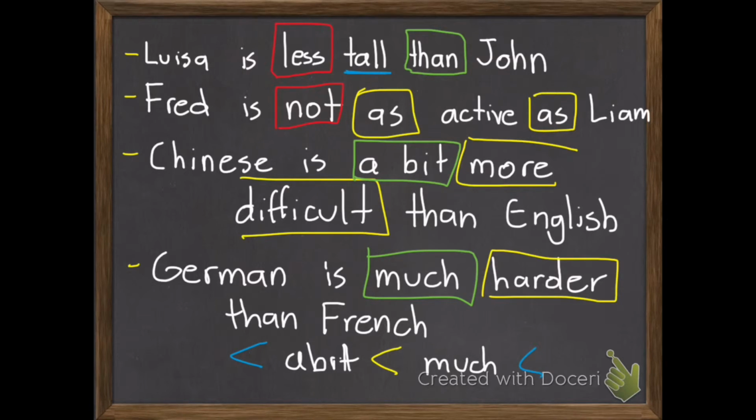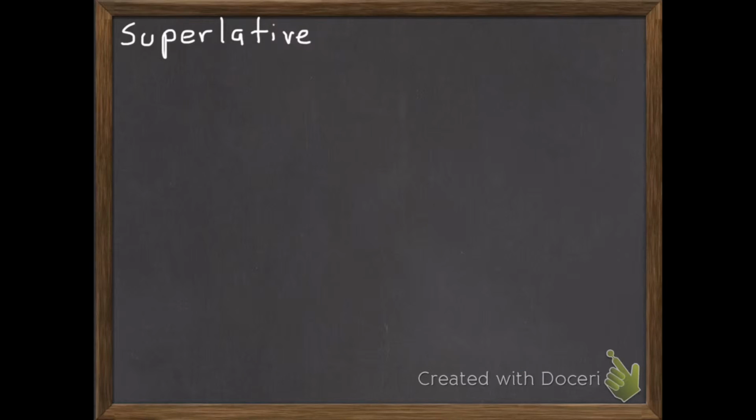Okay, that's it for comparative adjectives. Now, what happens when something cannot be compared because of how much it is a certain adjective? What I mean is, for example, in superlatives. We use superlatives when we're comparing things, but one of them wins over the others.